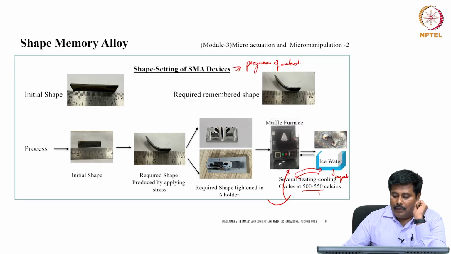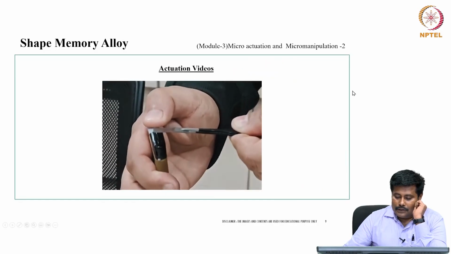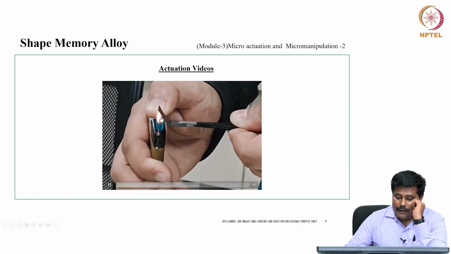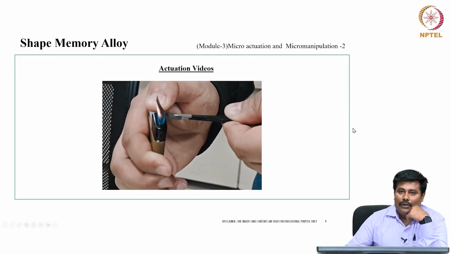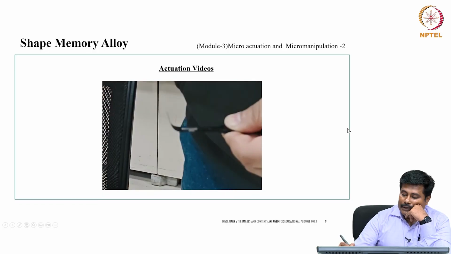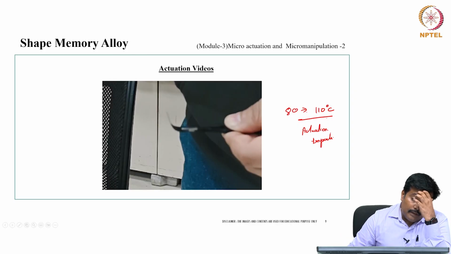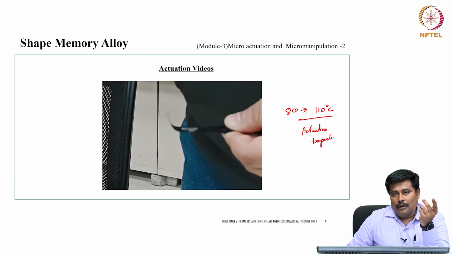In fact, I would like to show you a video over here which talks about the actuation of it. This is a simple actuation of a nickel titanium. That is why it is getting actuated even with a lighter. The estimated temperature is close to around 80 to 110 degrees Celsius, which we call the actuation temperature, which is capable enough of actuating these shape memory alloys for different functional applications.